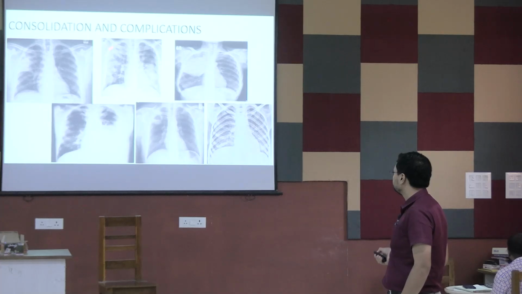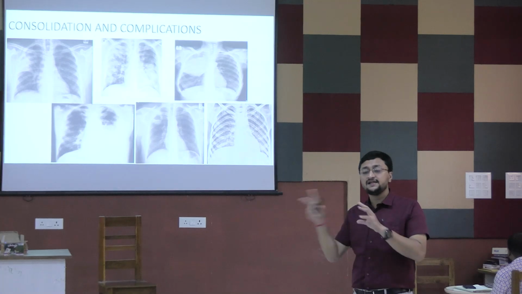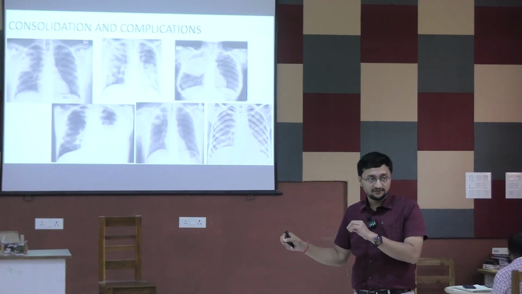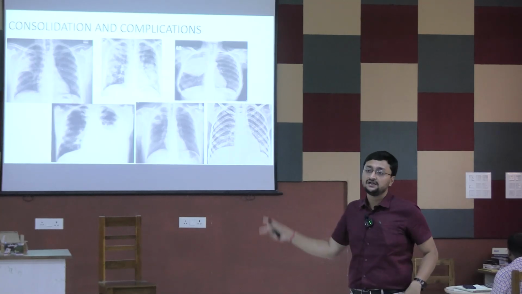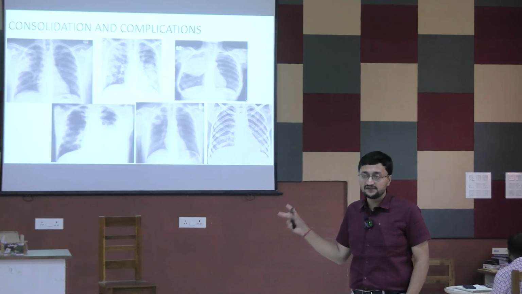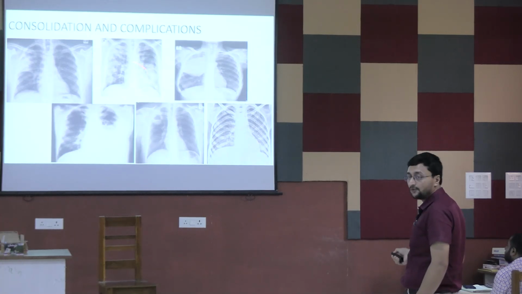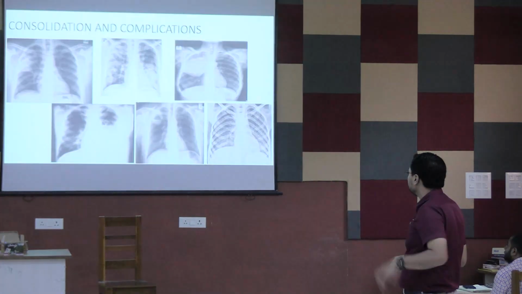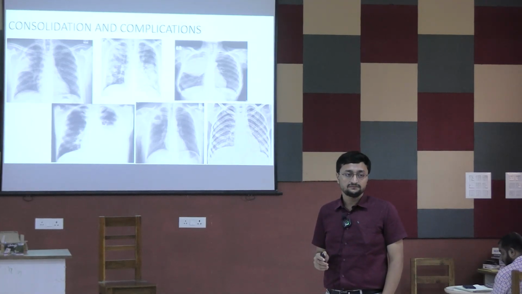And this is multiple homogeneous opacities over all the areas of the right and left lung. So this is a case of bronchopneumonia. There is no lobar predilection, just opacities distributed unevenly throughout the bilateral lung fields. So this is lobar pneumonia and this is bronchopneumonia. Okay, so this is the end of my slide. Any query?